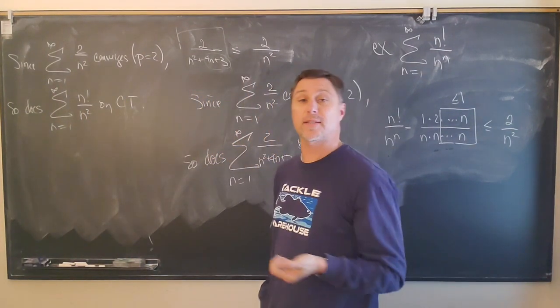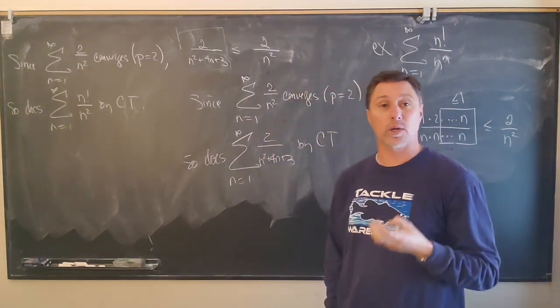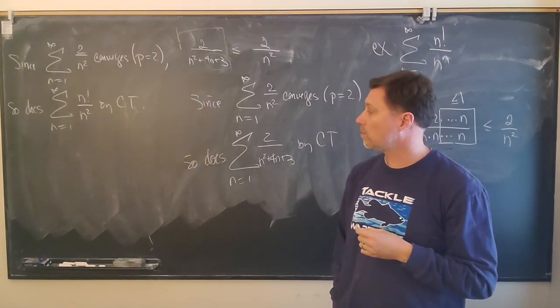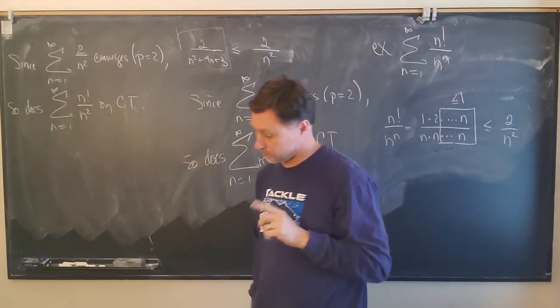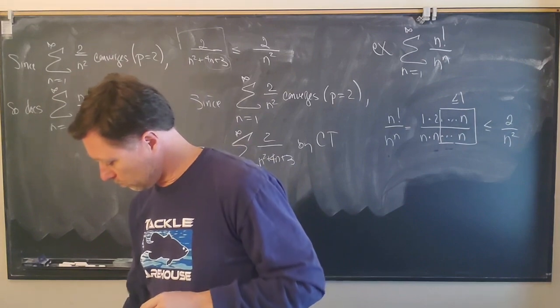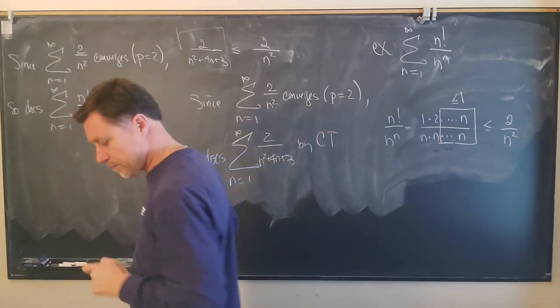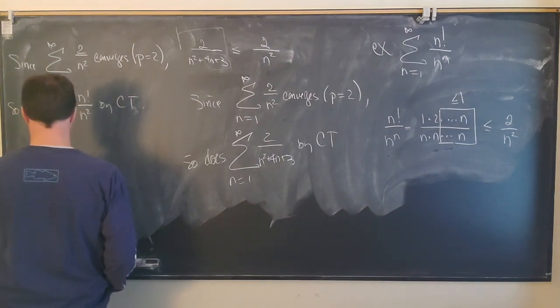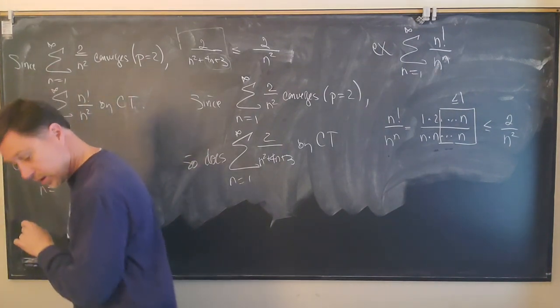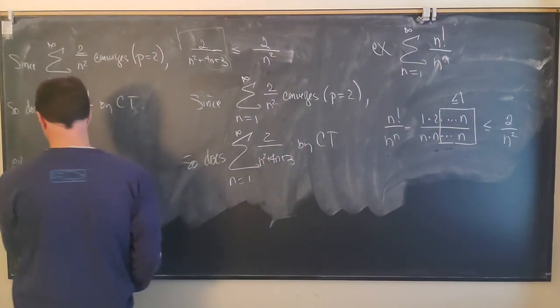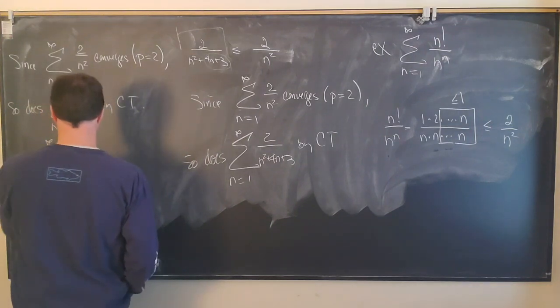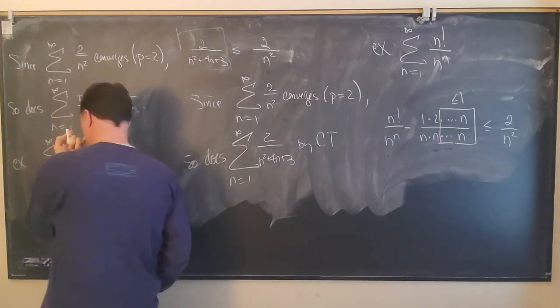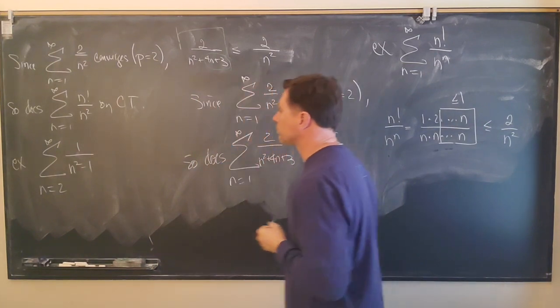Okay, so the comparison test is one of my favorite tests, right? When it works, nice and quick and clean. It doesn't always work, though. And so let me give you an example here. Let's look at this one. Sum n equals 2 to infinity of 1 over n squared minus 1.